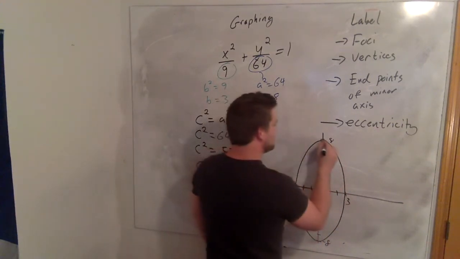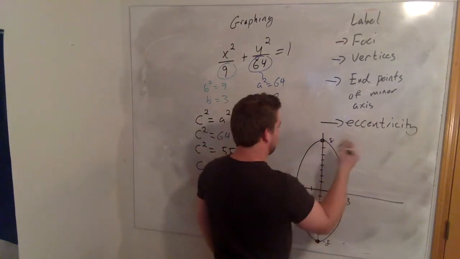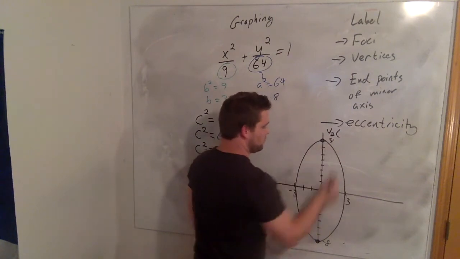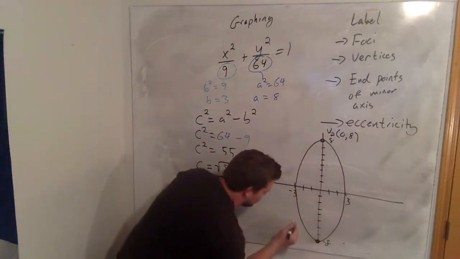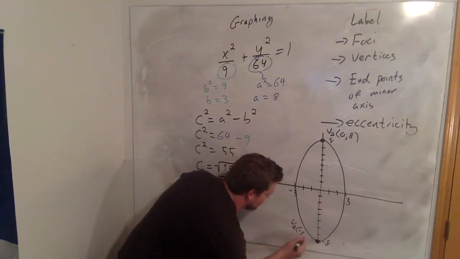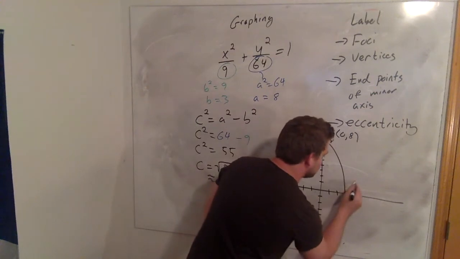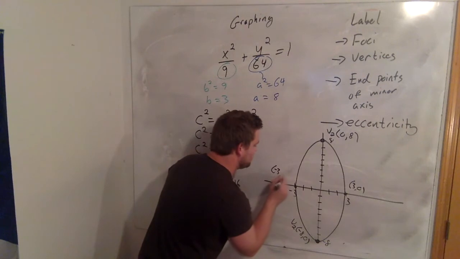Okay, this will be one of our vertices, this will be the other one. I guess I was calling this one V2, doesn't really matter. So V2 will have coordinates 0 and 8. There's one of our vertices. Okay, this one right here, V2, will be -8 and 0. This point right here is 3, 0. This point right here will be -3, 0.